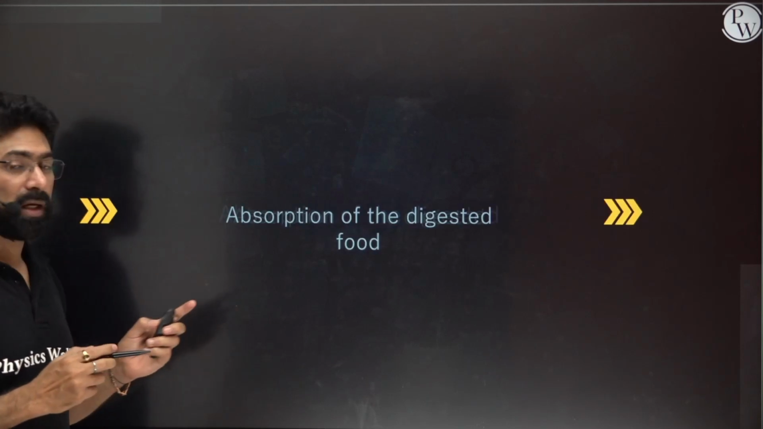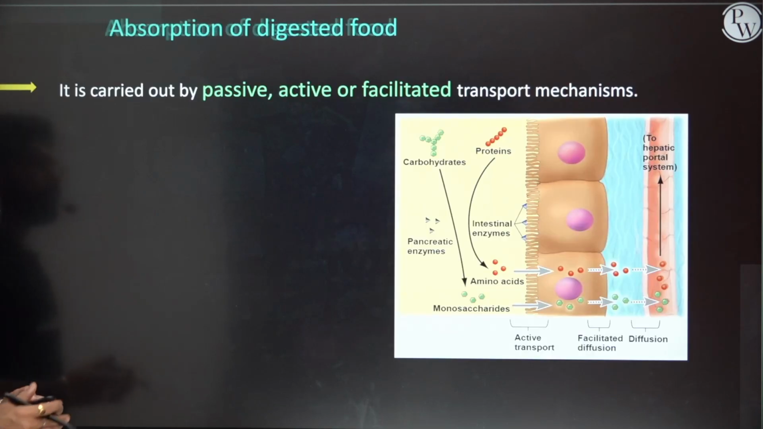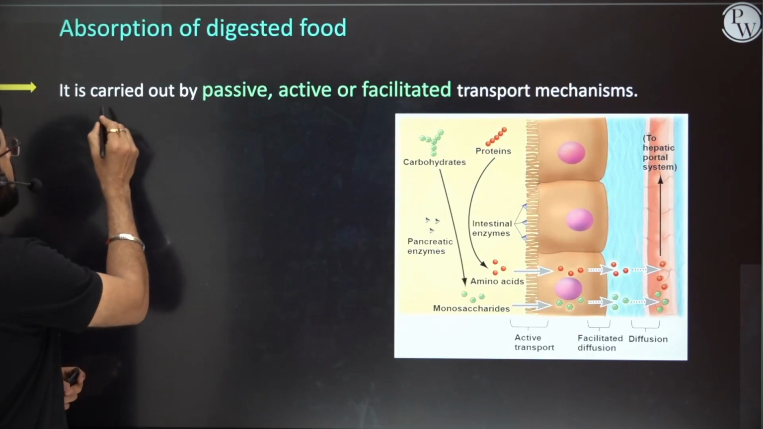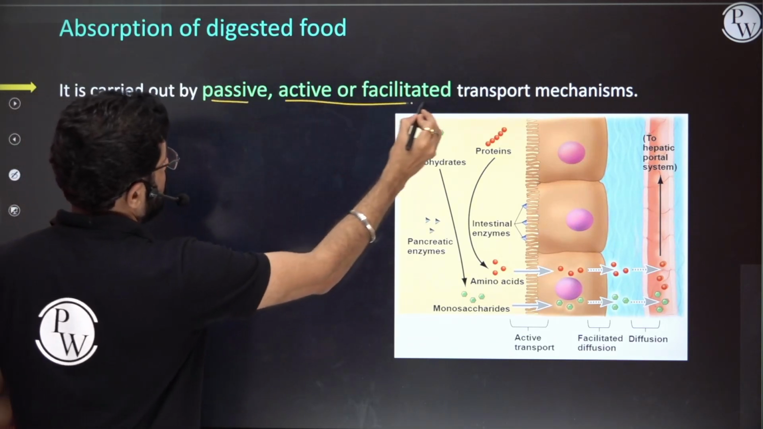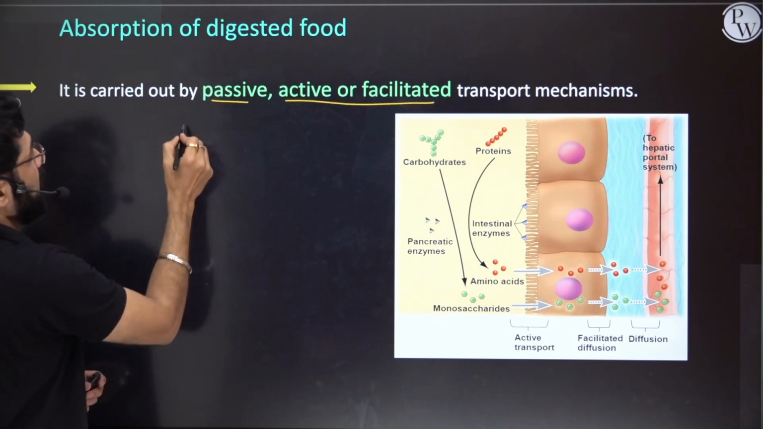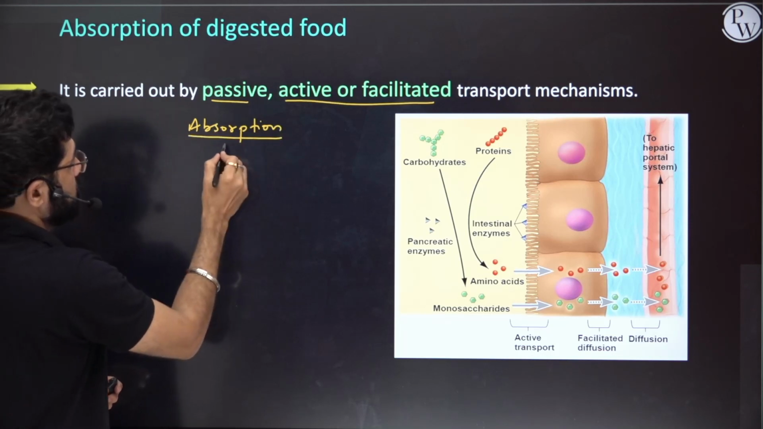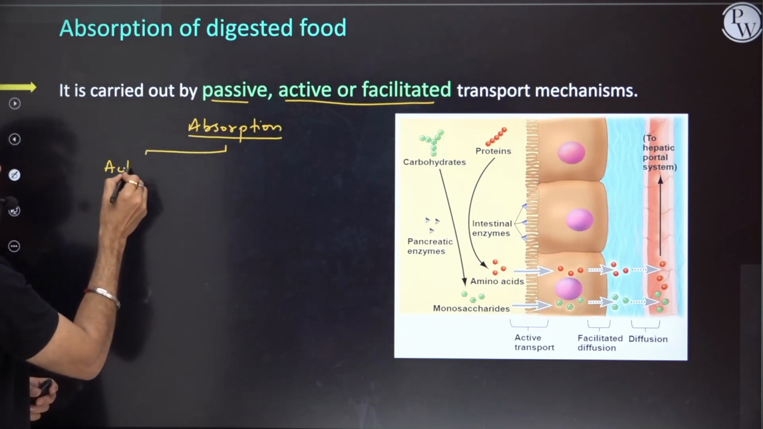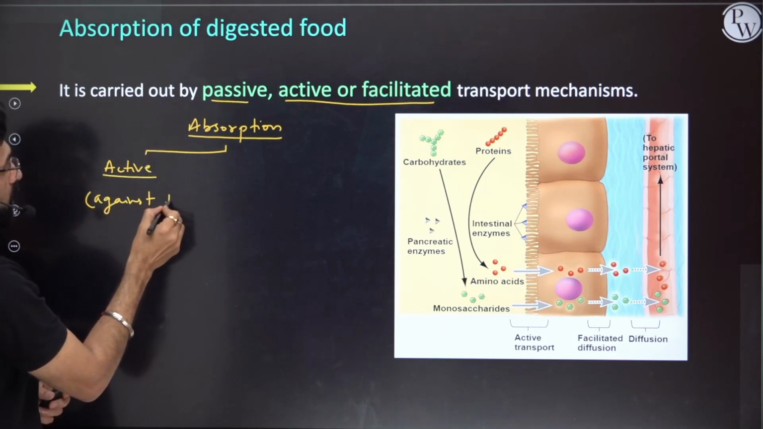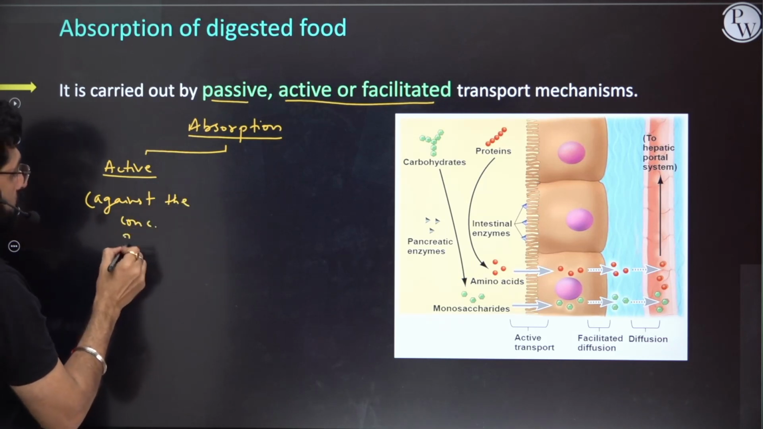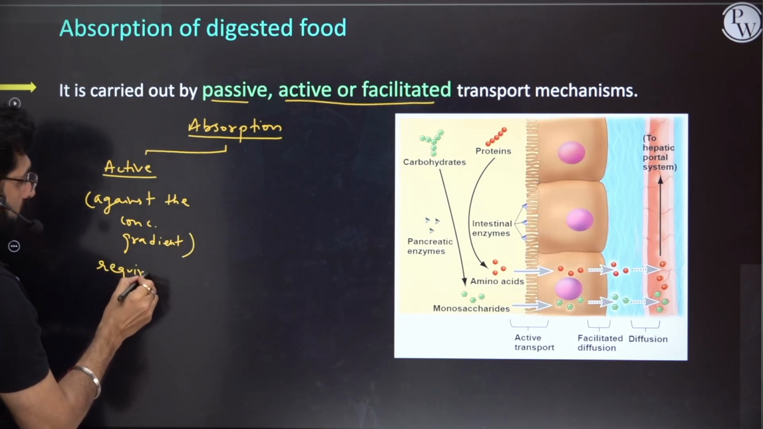So let's talk now about the absorption of the digested food. It is carried out by passive transport and active transport, or facilitated transport. So this absorption can be active or passive. If it is active, it is against the concentration gradient. It requires energy in this case.